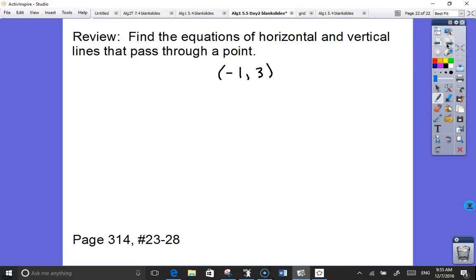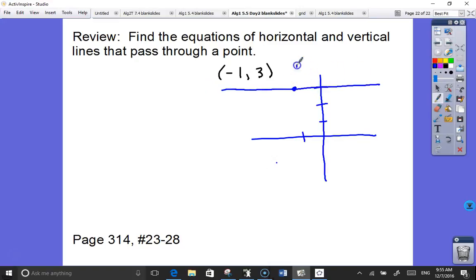Find the equations of horizontal and vertical lines that pass through a point. Before we just jump to an answer, let's plot that point and figure out what it is they're actually asking us to do. Negative 1, positive 3 is this point right there. So if I draw the horizontal and vertical lines, the horizontal line is this. The vertical line is this. Close enough.